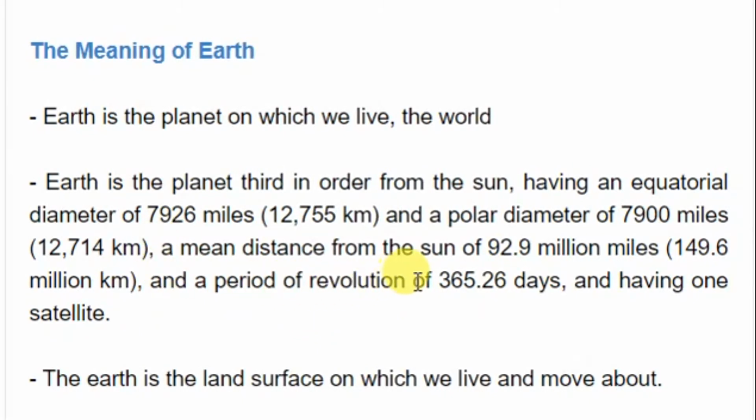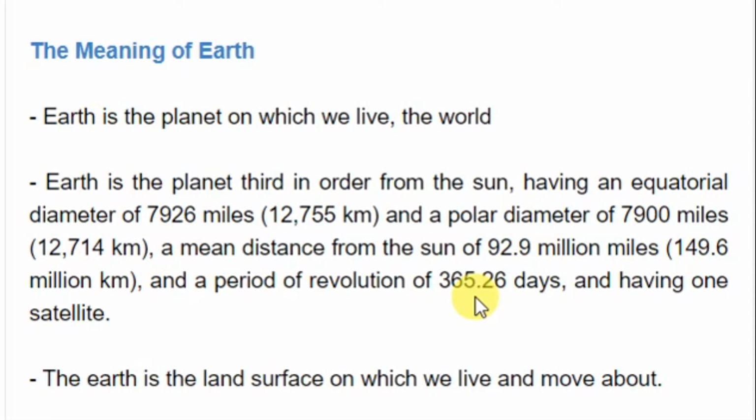And the period of revolution, that is the movement of the earth around the sun. The earth has two types of movement, as we know from our Form 1 geography. We have rotation and revolution. Revolution takes 365.26 days, that means 1 year. The revolution of the earth takes 1 year.